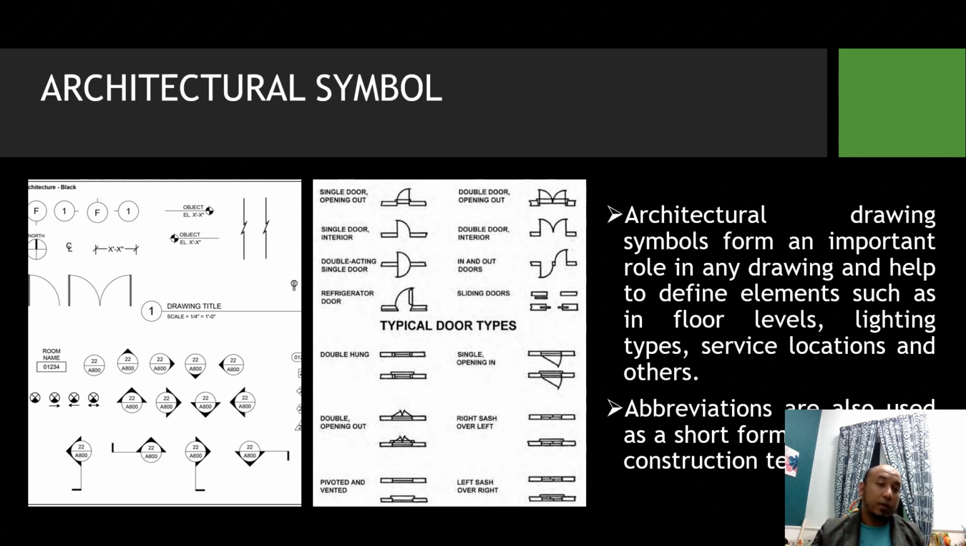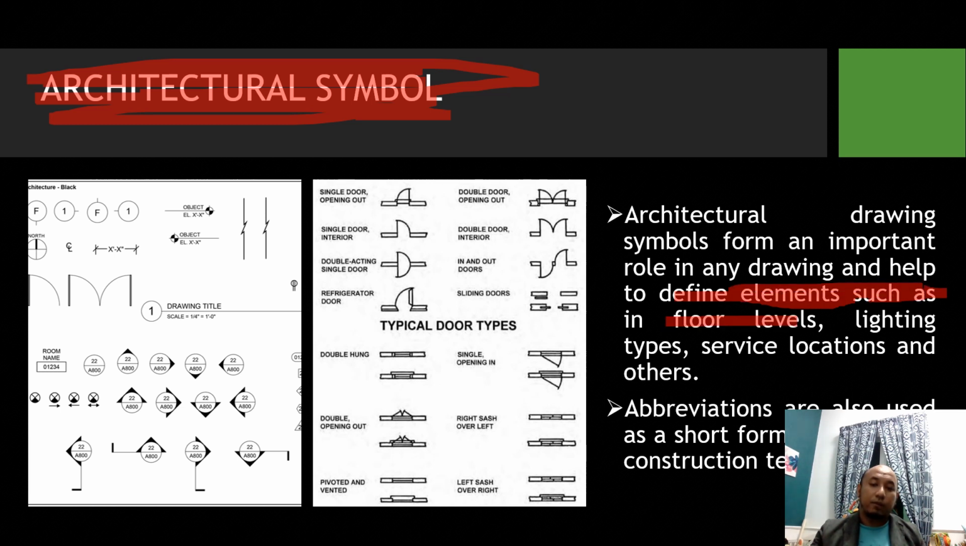It's about symbol and the architecture symbol. What do they call it? Architecture symbol. Architecture symbol is the drawing symbol that plays an important role in any drawing and helps to define elements such as floor level, lighting types, service location, and others. Abbreviations are also used as short forms of common construction terms. So there are many types of symbols inside the architecture symbol.